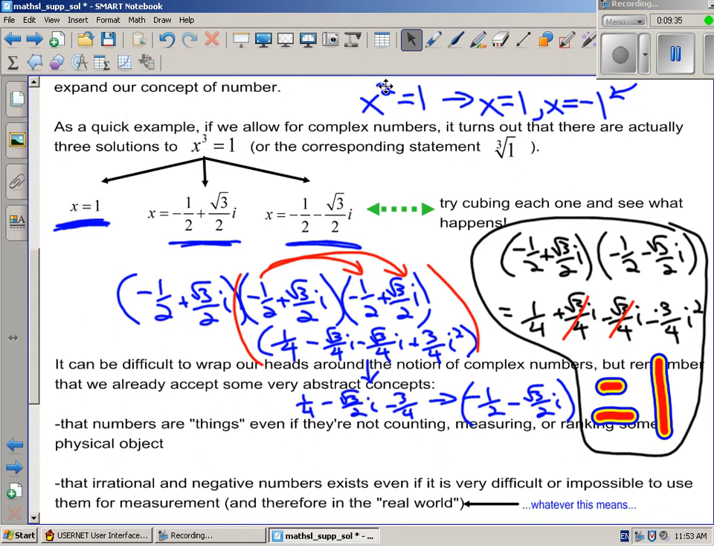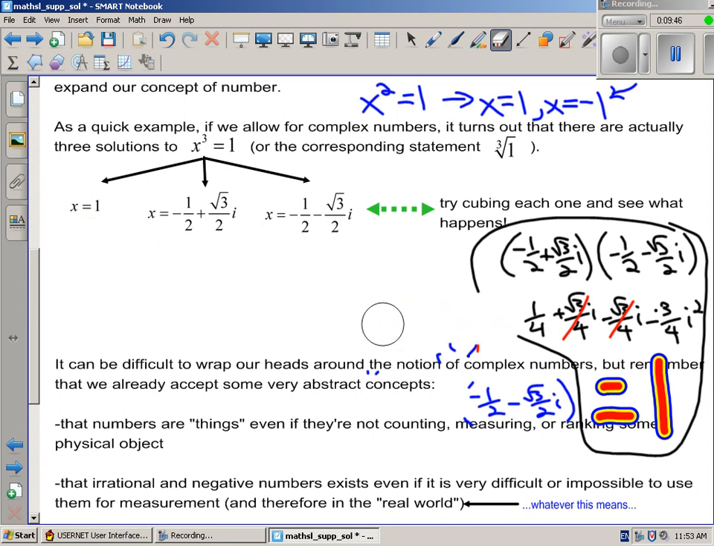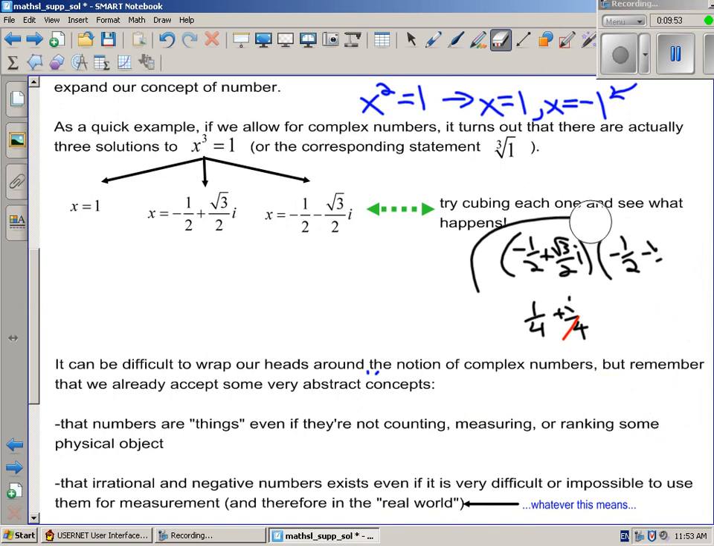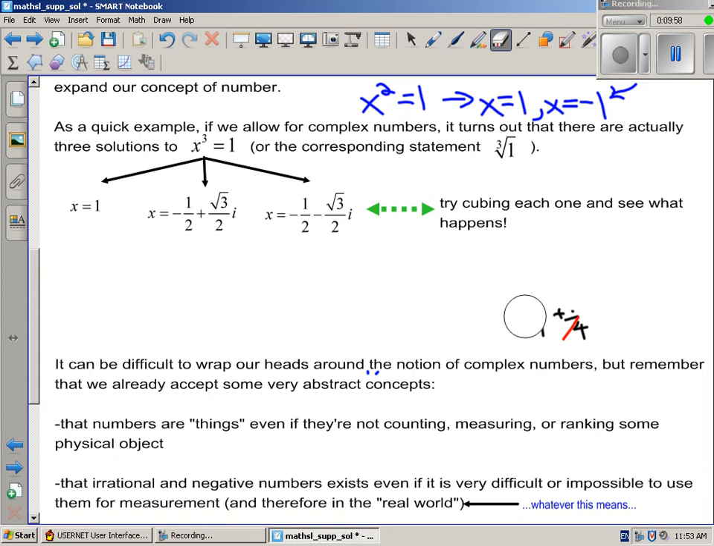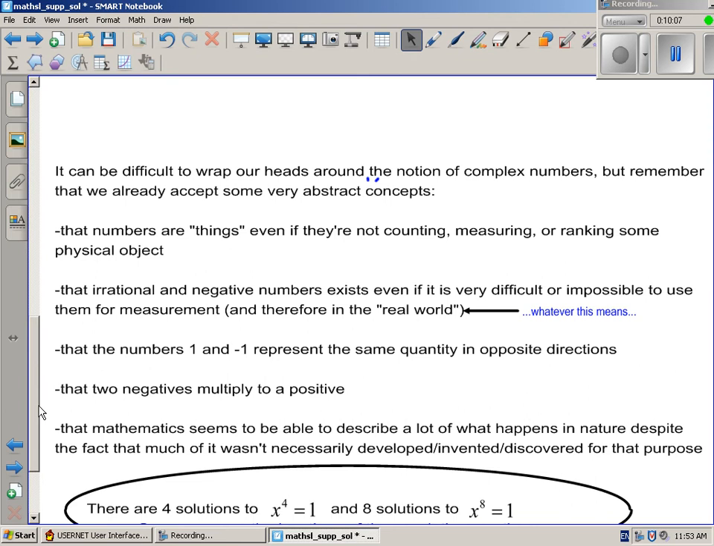What's it good for? That's something you can really investigate on your own, depending on what level you want to get into. Now, a lot of people say, well, what's this good for? I've given you a few examples up top. I also want to make the argument that we accept a lot of things without it being clear immediately what they're good for. So it can be difficult to wrap our heads around the notion of complex numbers. But we accept some really abstract concepts already.